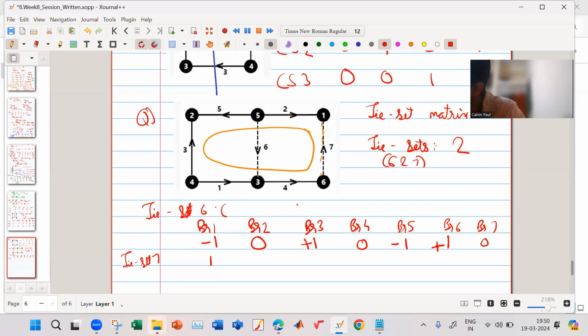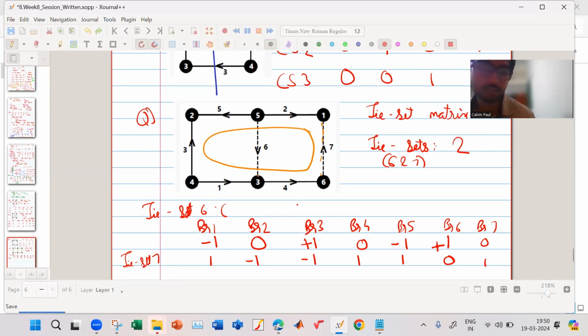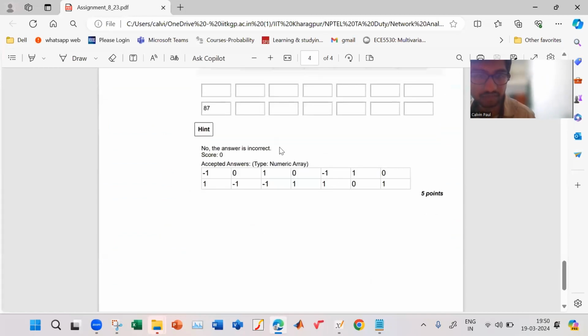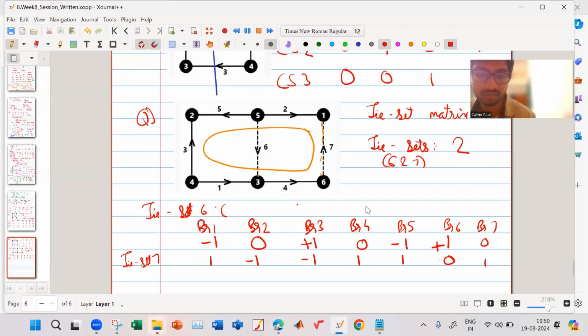Branch 2 will be minus one, three will be minus one, 4 will be plus one, 5 plus one, 6 will be 0, 7 will be plus one. Great. So this is the tie set. So you guys have formed the tie set matrix. That's all the questions we have for today. So any other doubts you guys have? No, sir.